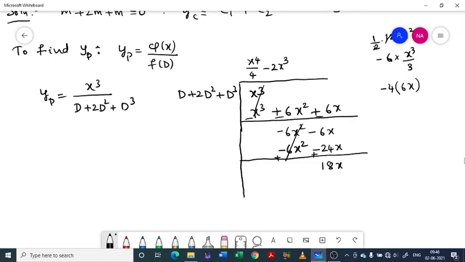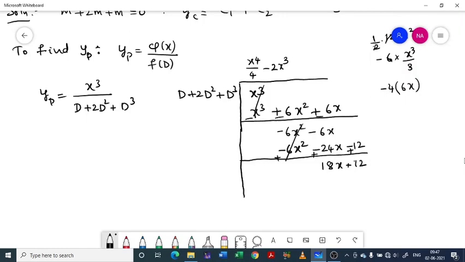Okay, did I forget one more step? Minus 2x cube into d cube. Yes, I forgot this one. So differentiate it three times. You can check that it will be minus 12. That will be carried to the next step. By changing sign it will be plus 12.